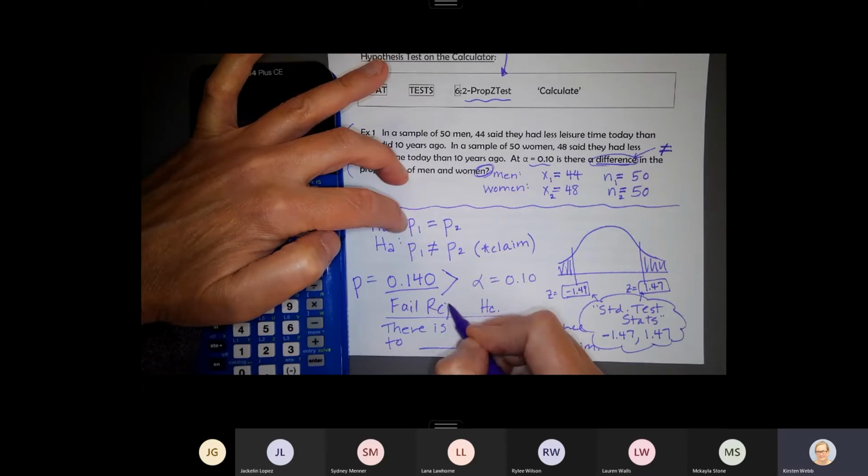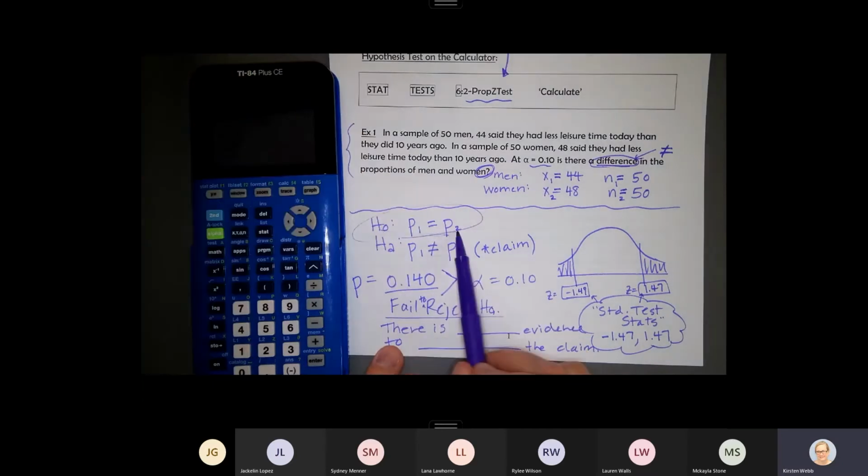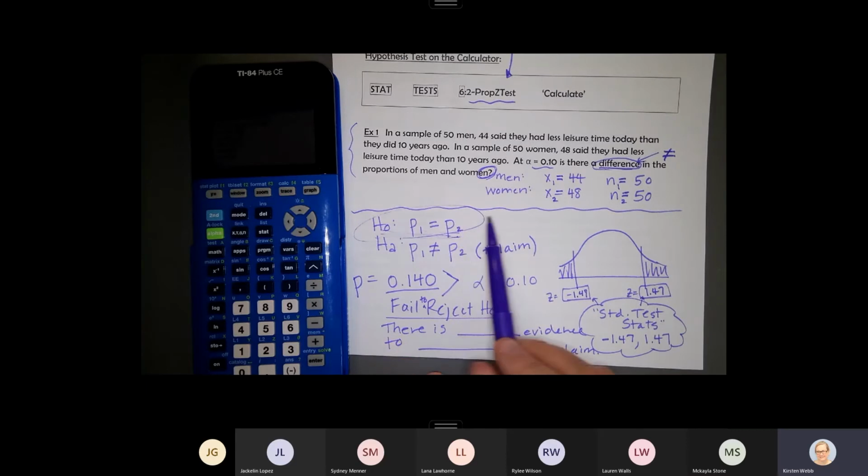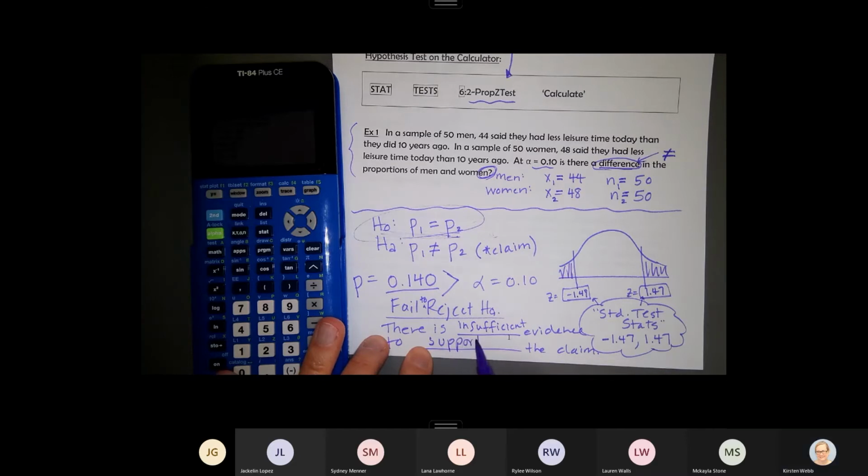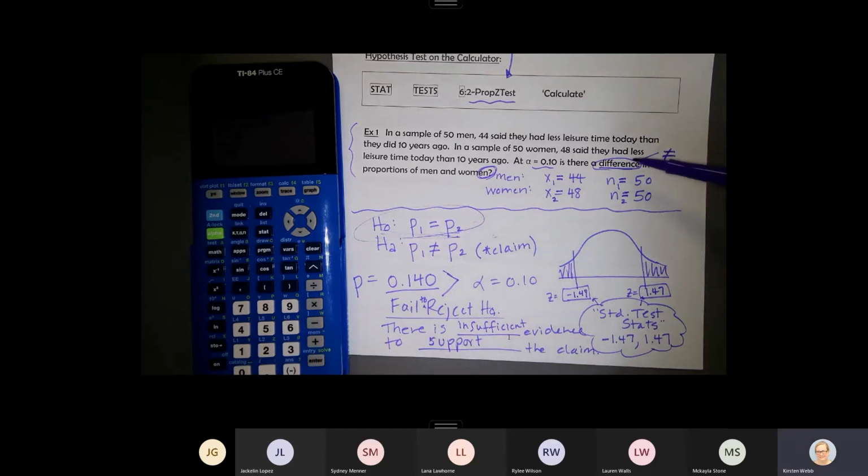So failing to reject the null hypothesis means we're going to stick with this. And that is not the claim. So it looks like we don't have enough evidence to support our claim. We could say there is insufficient or not enough evidence to support the claim. The claim that there is a difference in the proportions of men and women.